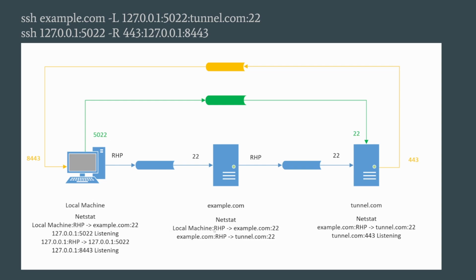On example.com, you're going to have the two, which is going to be the SSH connection from your local machine, and then you're going to have the SSH connection to the tunnel.com machine. On tunnel.com, you're going to see the one SSH connection from example.com, and then you're going to notice that tunnel.com is going to have a 443 listening, and that is going to be the reverse tunnel from the second command.